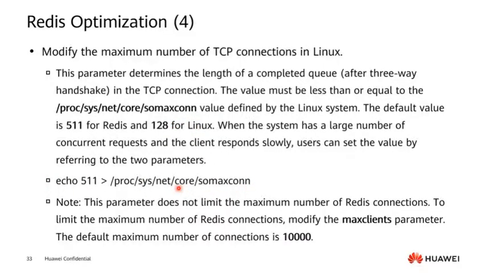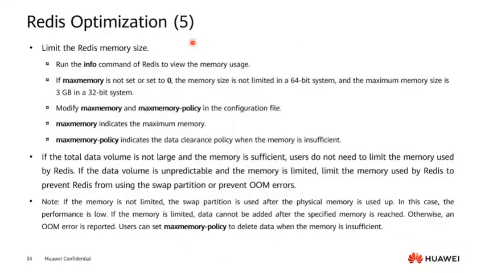Please note that this parameter does not limit the maximum number of Redis connections. The default value of maximum connections is 10,000, and if we want to change it, then we may need to modify the value of the parameter maxclients. If the total data volume is not large and the memory is sufficient, we do not need to limit the memory used by Redis. But if the data volume is unpredictable and the memory is limited, then we can limit the memory used by Redis to prevent Redis from using the swap partition or prevent OOM errors.